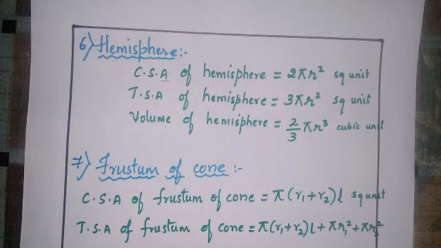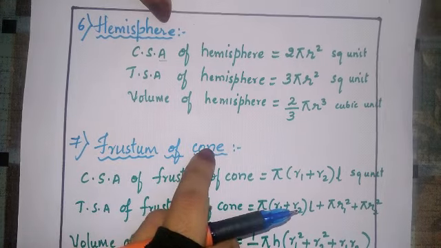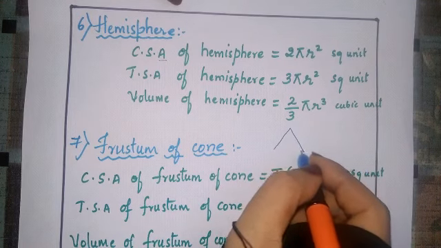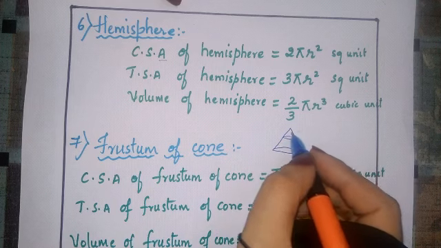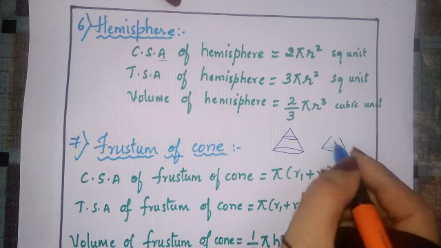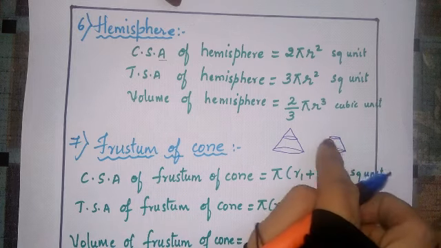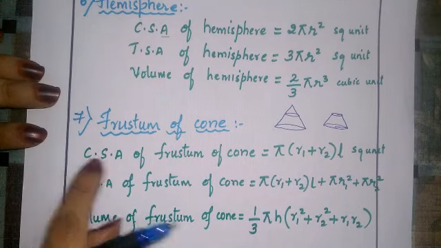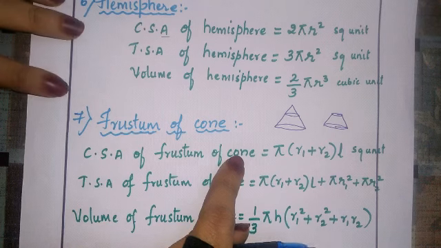These formulas are all very important. Next is the frustum of cone. Frustum of cone is nothing but, from the cone, if you remove the upper part, then the remaining part is the frustum of cone. For example, a glass: there you will find 2 radii, one radius here and one more radius there. This shape is called frustum of cone. So let us see the curved surface area of frustum of cone. Always in frustum you will find 2 radii.